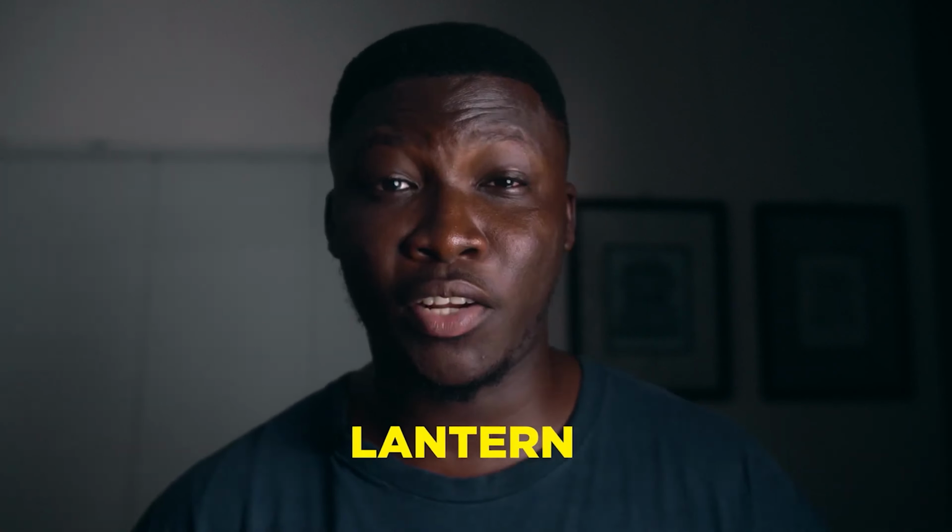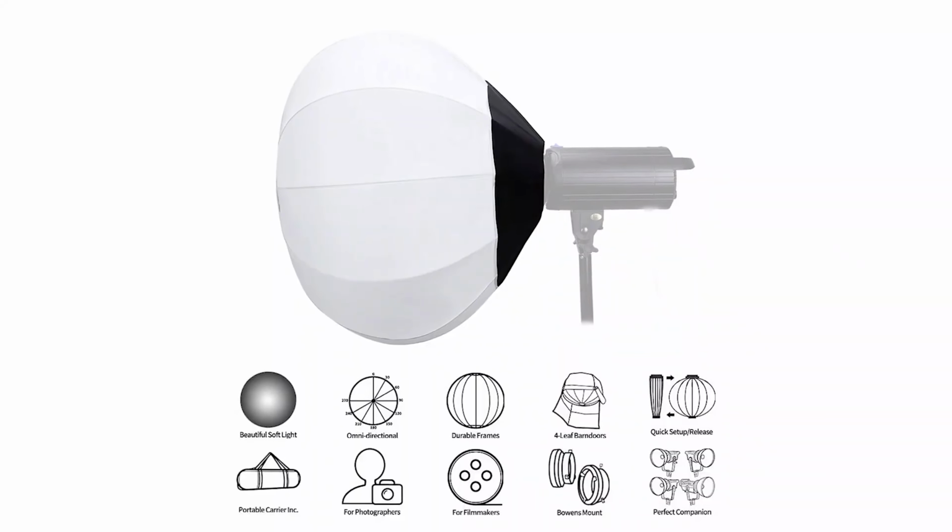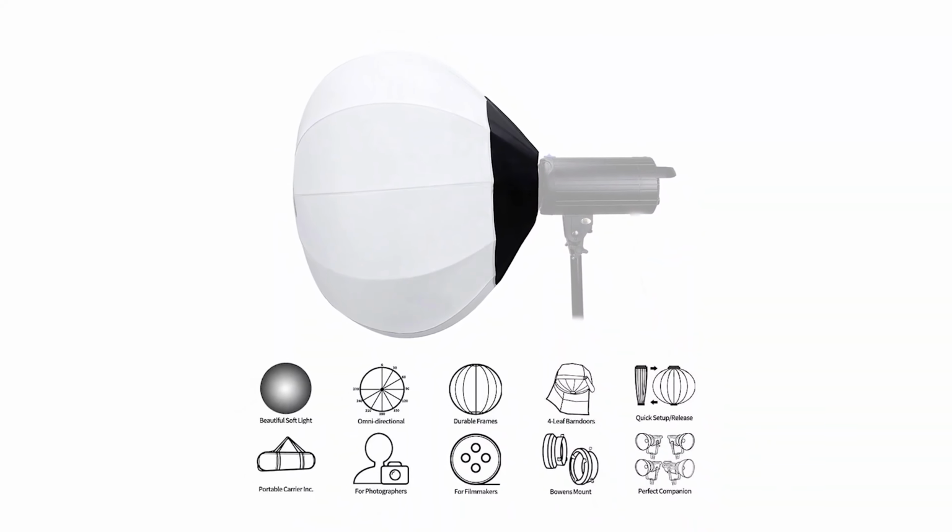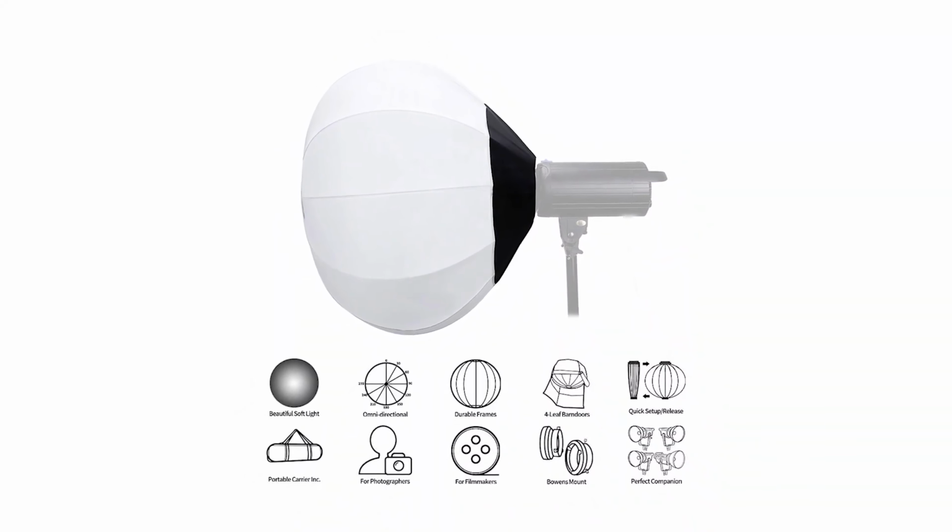Let us move to the next modifier. The next modifier I'm going to talk about is also a softbox, but this is a unique type of softbox. It's called a lantern softbox. The reason why I've separated this and am talking about just this is because of how the light turns out to be. So we are still talking about modification of light.